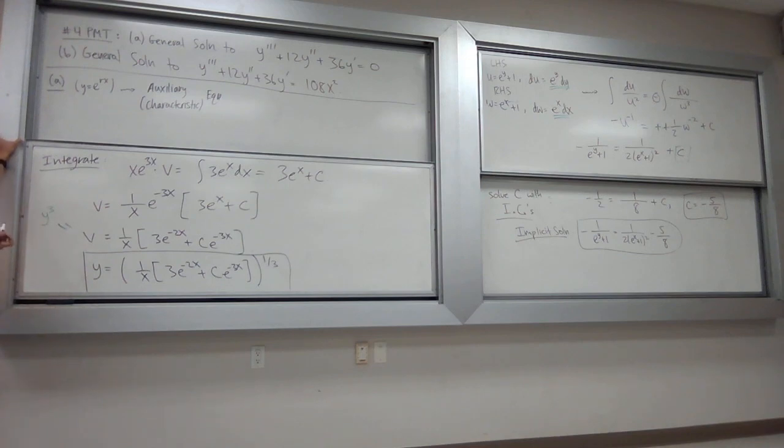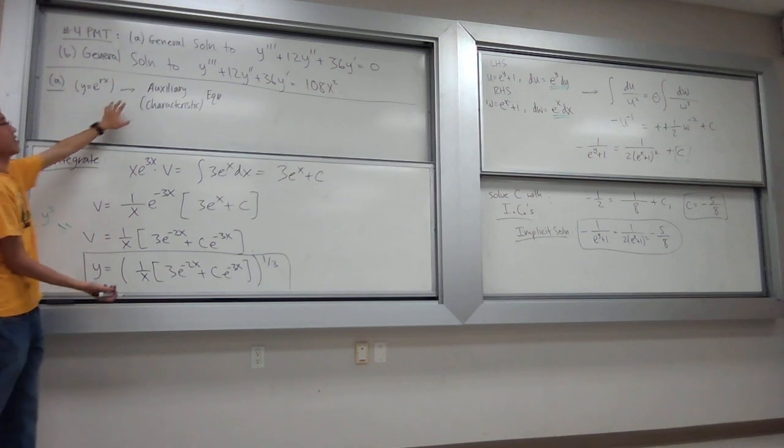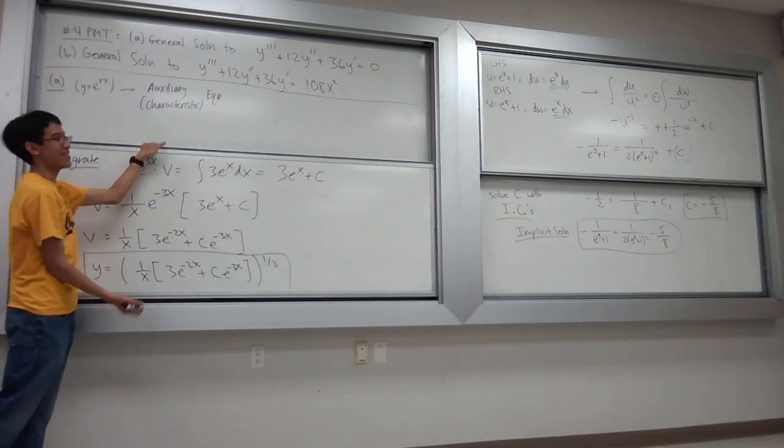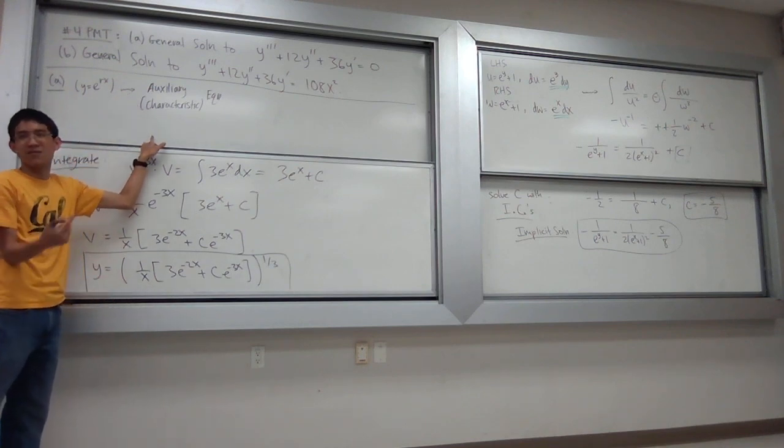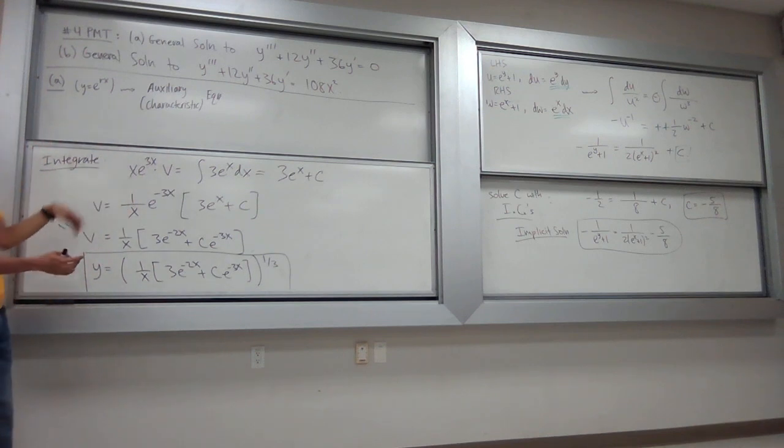Do you guys have the Stewart book by chance from calculus back in the day? I think they call it the auxiliary equation. Yeah, and that's the habit that I have. I learned from the Stewart book, so I always write both of them.